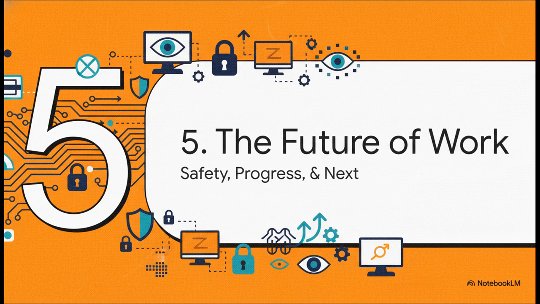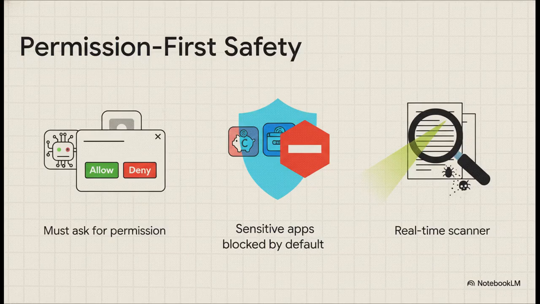And let's start with maybe the most important question of all. How do you keep this thing safe? Well, Anthropic is being really careful here with what they call a permission-first model. The AI literally has to ask for your permission before it can use a new app for the very first time. Super sensitive stuff like banking websites or crypto wallets are just blocked by default. And there's even a real-time scanner that's constantly looking for malicious instructions that might be hidden on a web page or in a document. They're trying to build guardrails.